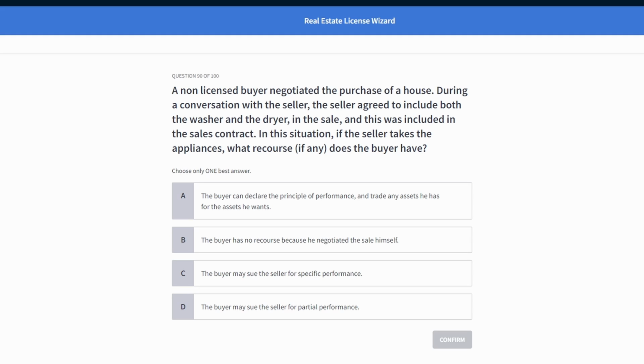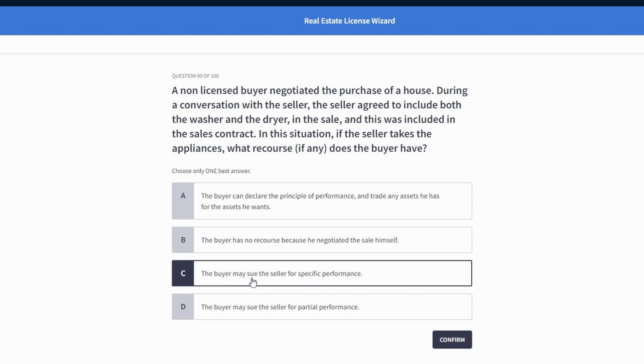Alrighty, so what's going on here? A non-licensed buyer negotiated the purchase of a house. During a conversation, the seller agreed to include both the washer and the dryer. Essentially, it didn't go through, or I'm sorry, in this situation, the seller takes the appliances. So again, the contract didn't really go through all the way. What recourse, if any, does the buyer have?